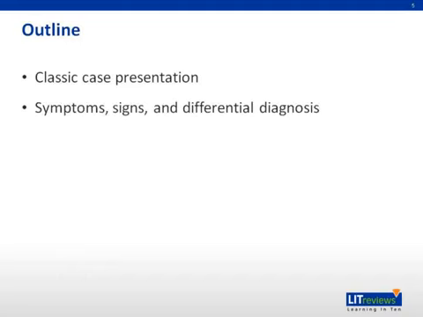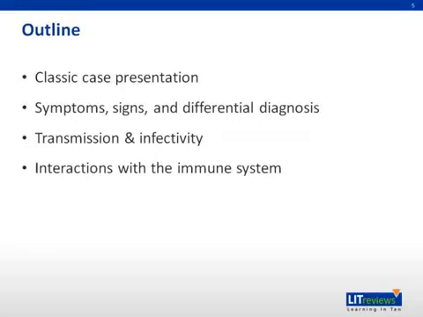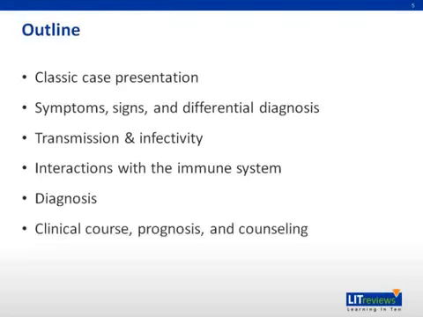By way of a quick outline, we'll start with a classic case presentation. We'll discuss symptoms, signs, and differential diagnosis. We'll talk about transmission and infectivity. And we'll also talk about the interactions of the virus with the immune system of the host. We'll discuss the diagnosis of mono, clinical course, what the patient should expect, and how to counsel the patient. And we'll end with a summary of take-home points.